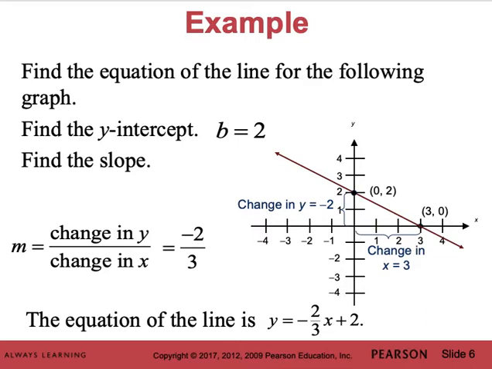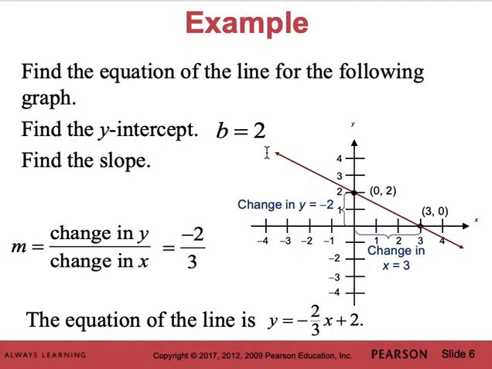Find the equation of a line for the following graph. Find the y-intercept. Looking at our graph, we want to know where the line goes through the y-axis, and that would be at 2. So b equals 2. Find the slope, rise over run. Well, you want to find 2 points and then figure out how to get from one point to the other.